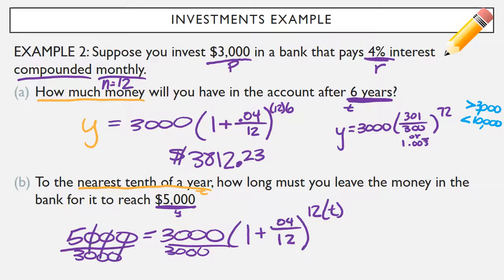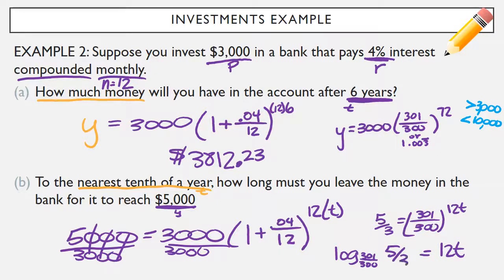Let's cut off those zeros. So we end up with 5/3 equals. Now I already simplified this parentheses earlier, so I'm going to do the same thing. And it's 12t. Now I can't solve that easily, so I'm going to convert to log. The base becomes the base. The exponent becomes the answer. What's remaining becomes my main value.